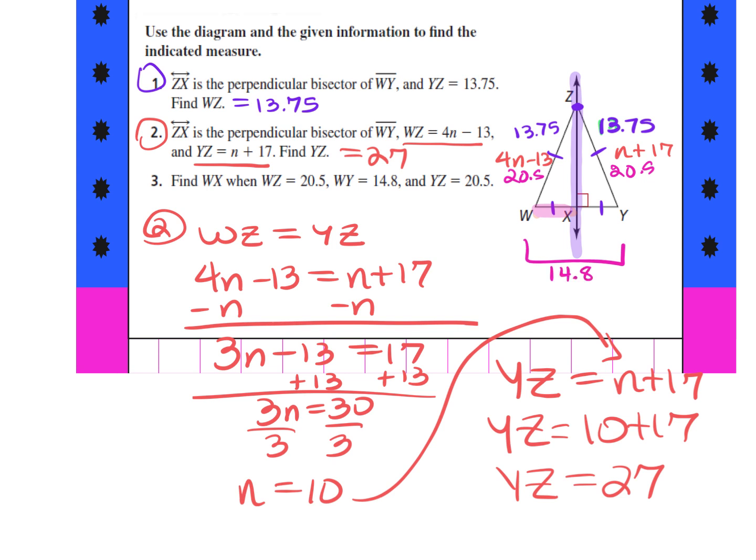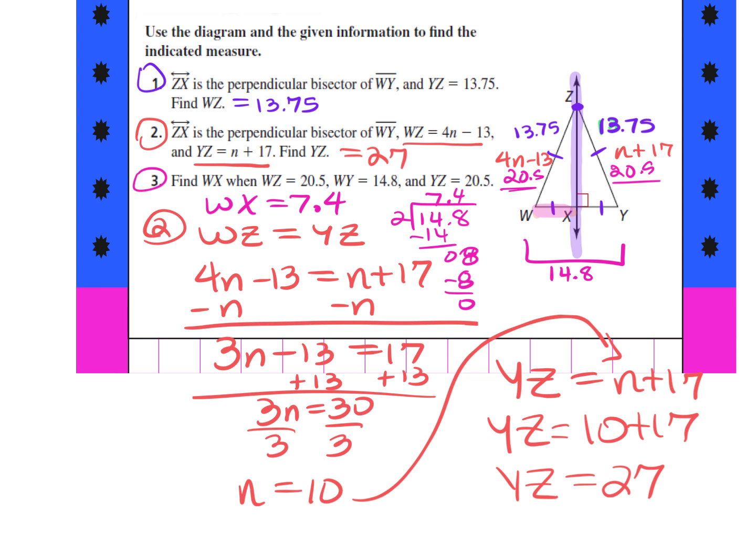So for this one, I'm going to be using the perpendicular bisector converse, because since I've been told that these two segments have the same measure, then I know that WY has been bisected, and if I know the length of the whole thing is 14.8, all I have to do is 14.8 divided by 2, and I get 7.4. So the length of WX is 7.4.